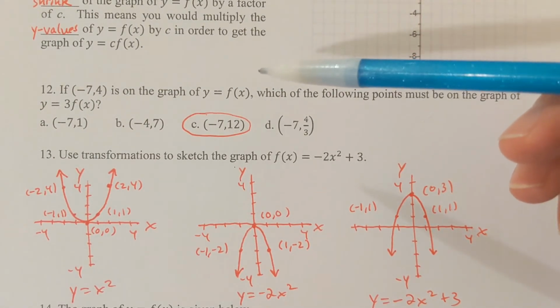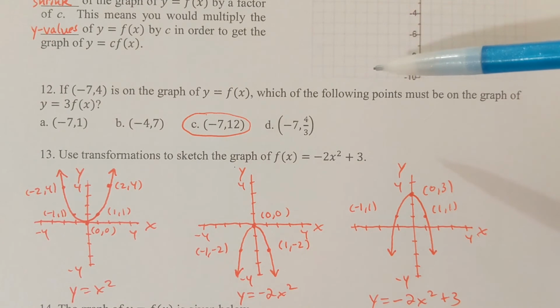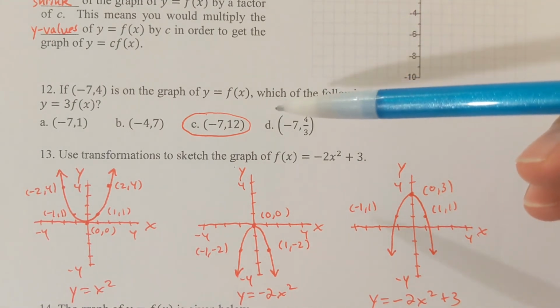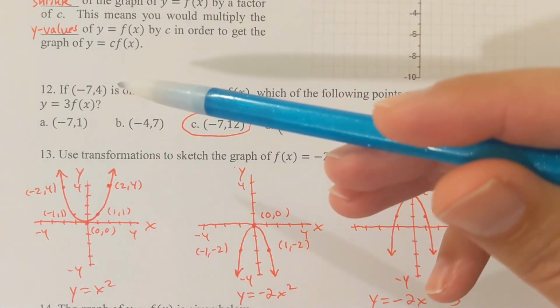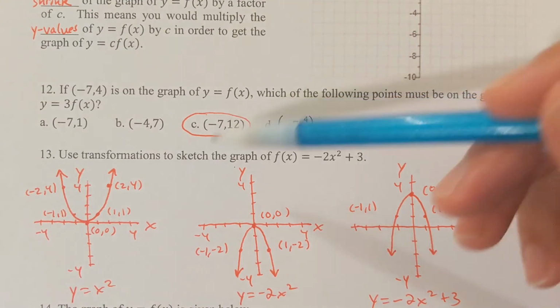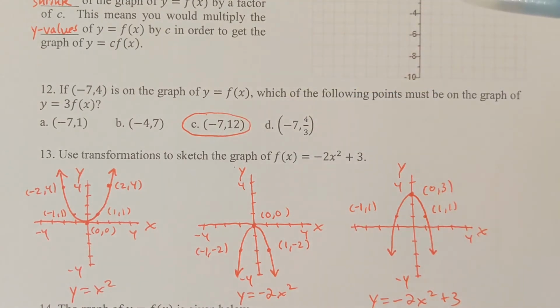If negative 7, 4 is on the graph of y equals f of x, then which of the following must be on the graph of y equals 3 times f of x? Well, all I got to do is multiply the y value by 3. Okay, so negative 7, 12 is on the graph.